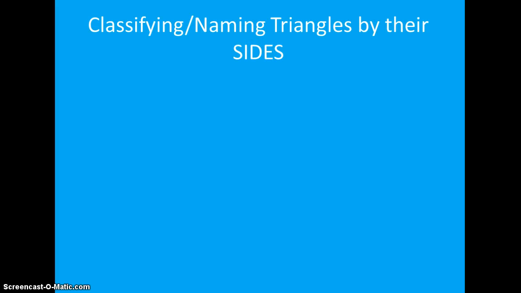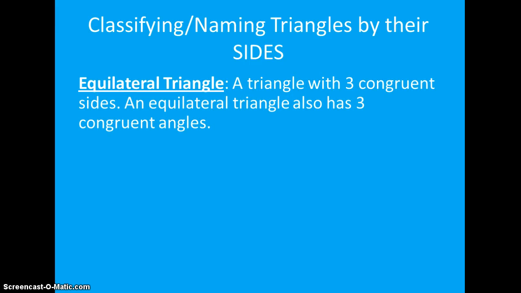Once we name a triangle based on its angle, we can also name it based on its sides. So in order to name a triangle based on its sides, we could have what's called an equilateral triangle, which is a triangle with 3 congruent sides, meaning an equilateral triangle has all 3 sides that have the same measure, and it also has 3 congruent angles. So for an equilateral triangle, you can think of the word equal in it, meaning all 3 sides have the same measure and all 3 angles have the same measure.